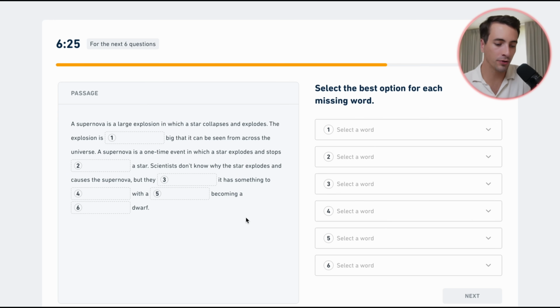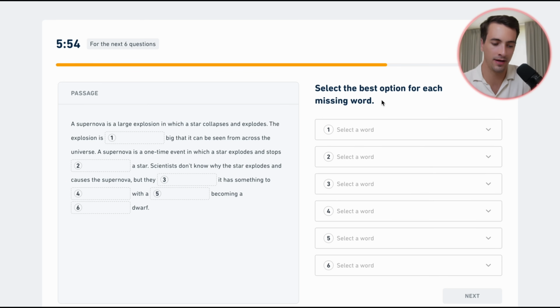So, a supernova is a large explosion in which a star collapses and explodes. The explosion is blank, big, that it can be seen from across the universe. A supernova is a one-time event in which a star explodes and stops blank star. Scientists don't know why the star explodes and causes the supernova, but they blank. It has something blank with a blank becoming a blank dwarf.